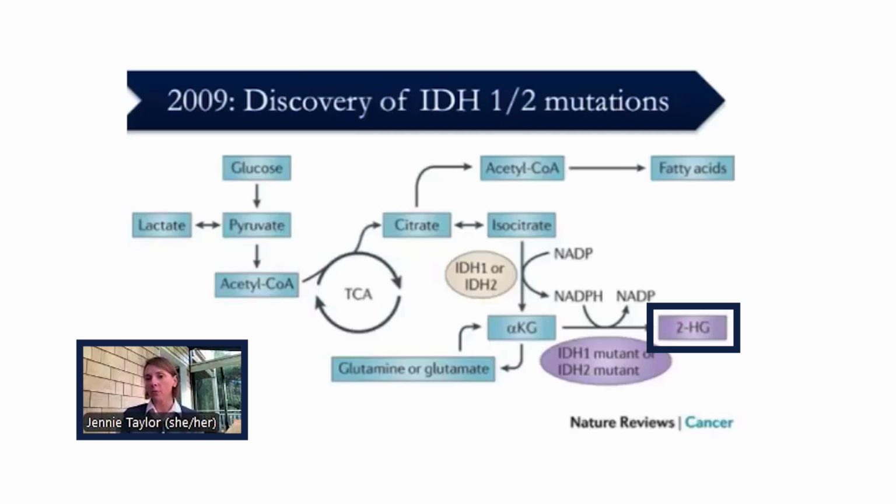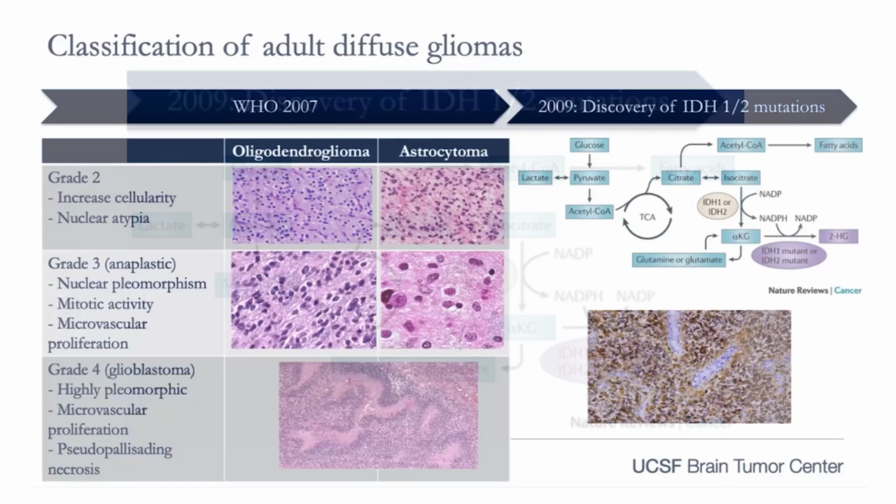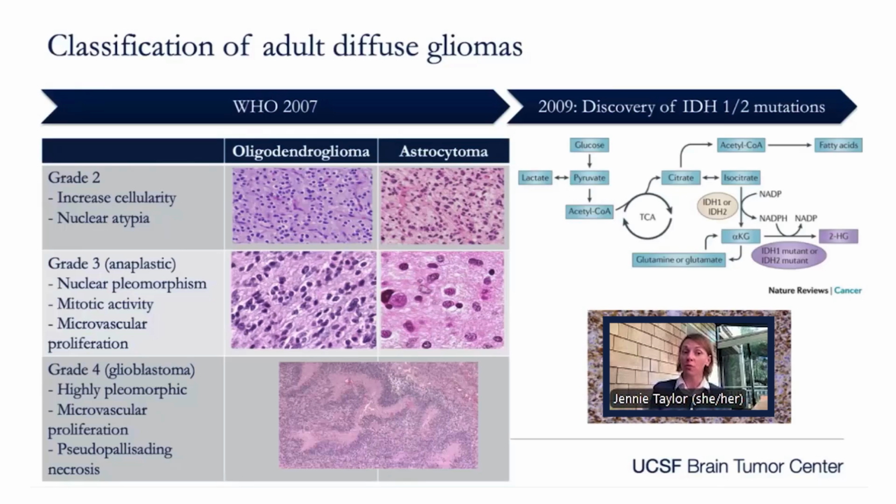We think probably a couple years, but the logistics of that are not really well known. But this is a functional, really critical mutation. And what we saw is that patients in grade 2 and 3, these lower grade, slower growing tumors, 80% of them seemed to have this IDH mutation. And people with glioblastomas or grade 4 tumors, only about 5% of them seemed to have this IDH mutation.